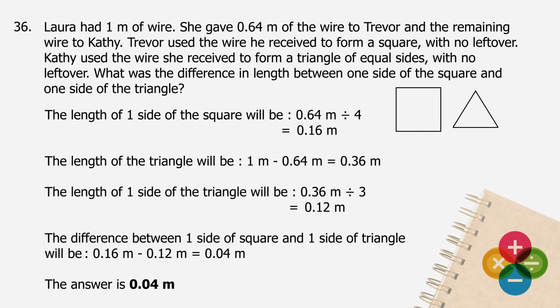The length of one side of the square will be, divide 0.64 meters by 4, and the quotient is 0.16 meters. The length of the triangle will be, subtract 1 meter from 0.64 meters, and the difference is 0.36 meters. The length of one side of the triangle will be, divide 0.36 meters by 3, and the quotient is 0.12 meters. The difference between one side of square and one side of triangle will be, subtract 0.16 meters from 0.12 meters, and the difference is 0.04 meters. The answer is 0.04 meters.